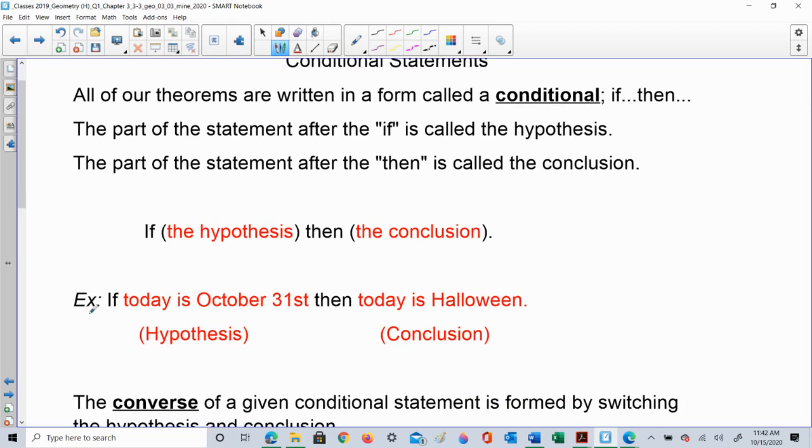Example, not a mathematical one, but if today is October 31st, then today is Halloween. Our hypothesis is today is October 31st. Our conclusion is today is Halloween. That's a true statement.